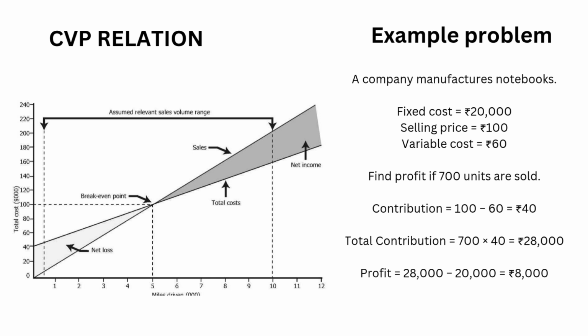For example, a company makes notebooks with a fixed cost of 20,000 rupees, a selling price of 100, and a variable cost of 60 per notebook. Contribution per notebook equals 40 rupees, and for 700 notebooks, total contribution is 28,000 rupees. Subtracting the fixed cost of 20,000 rupees gives a profit of 8,000 rupees. This example shows how profit changes with sales volume, a clear illustration of CVP relationship.